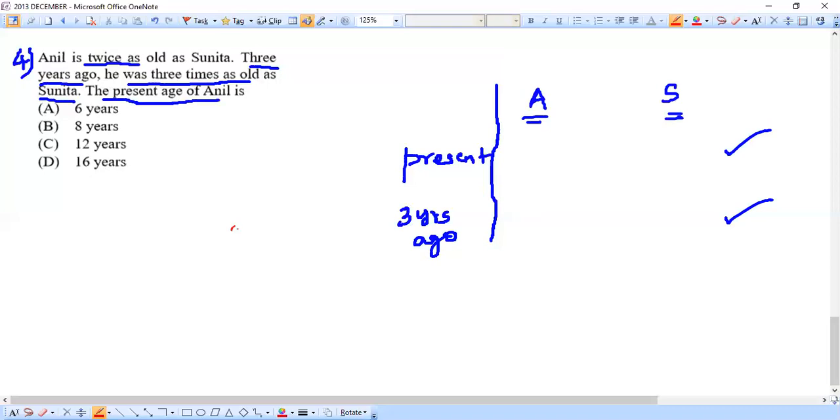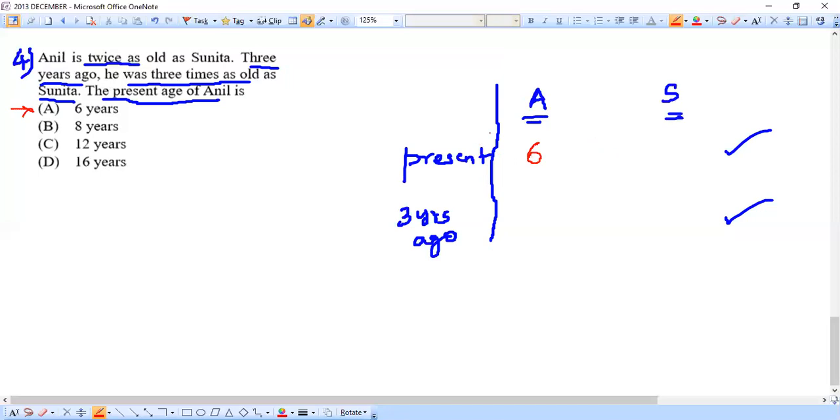Let me use a different colored ink. Start from option A. Option A says 6 years. Whose age is 6 years? Anil's age. So Anil's age at present is 6 years. Let's note it here. I'm going to try the options one by one, so be clear with it. It's very easy. If you try one option, it will show you what calculation we need to perform for the other options also. Let's start.